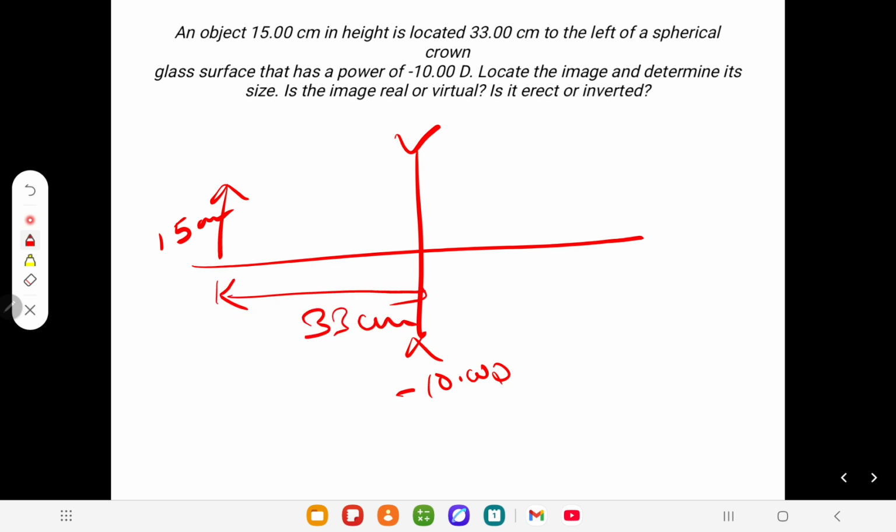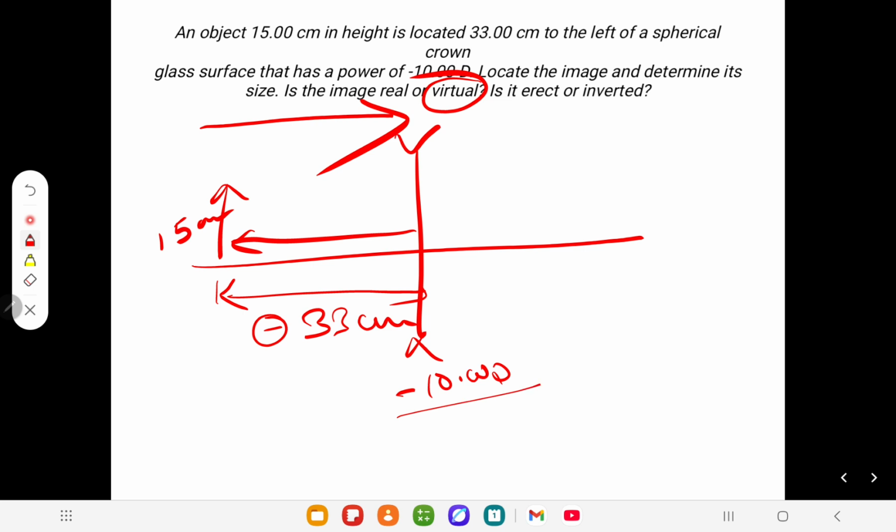33 centimeter. This object distance is definitely minus, because it is opposite to the direction of light, because the direction of light is always considered from left to right until and unless stated. So glass surface power is minus 10. Locate the image, determine its size. Is the image real or virtual? The image is always virtual for a minus lens. So it's finished here only.